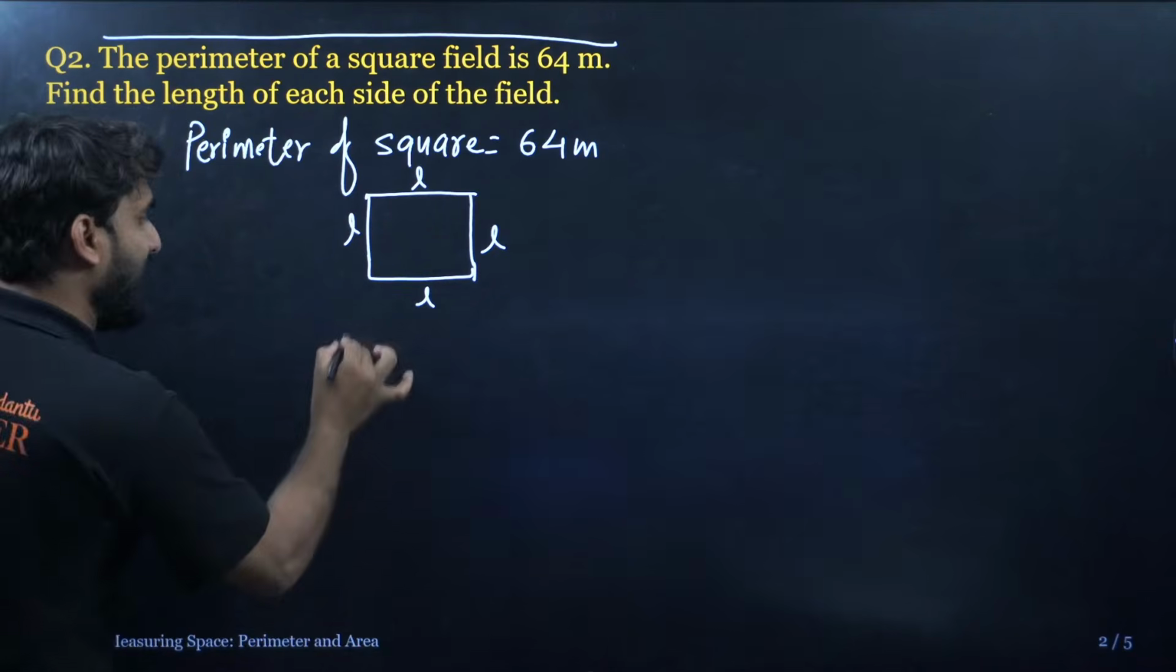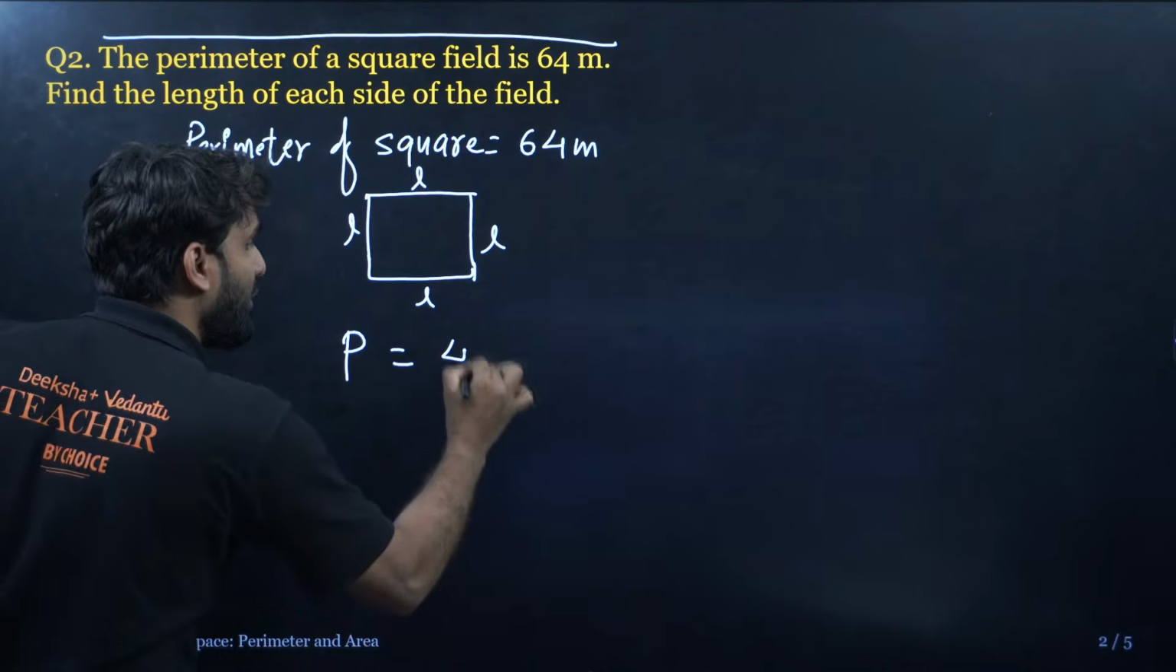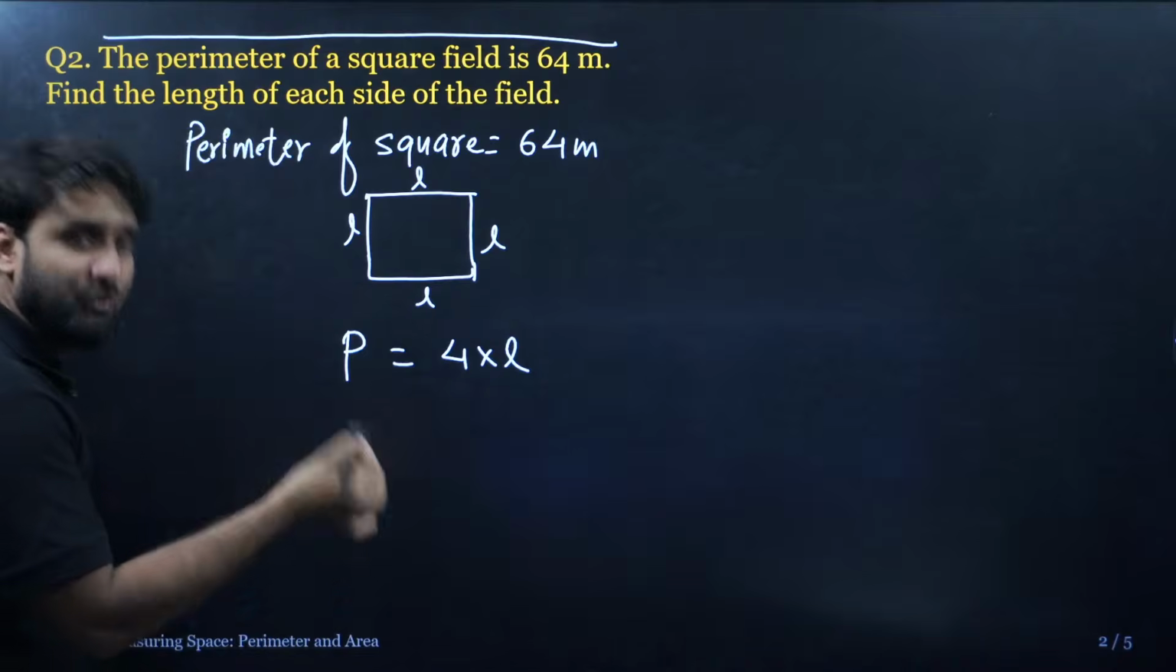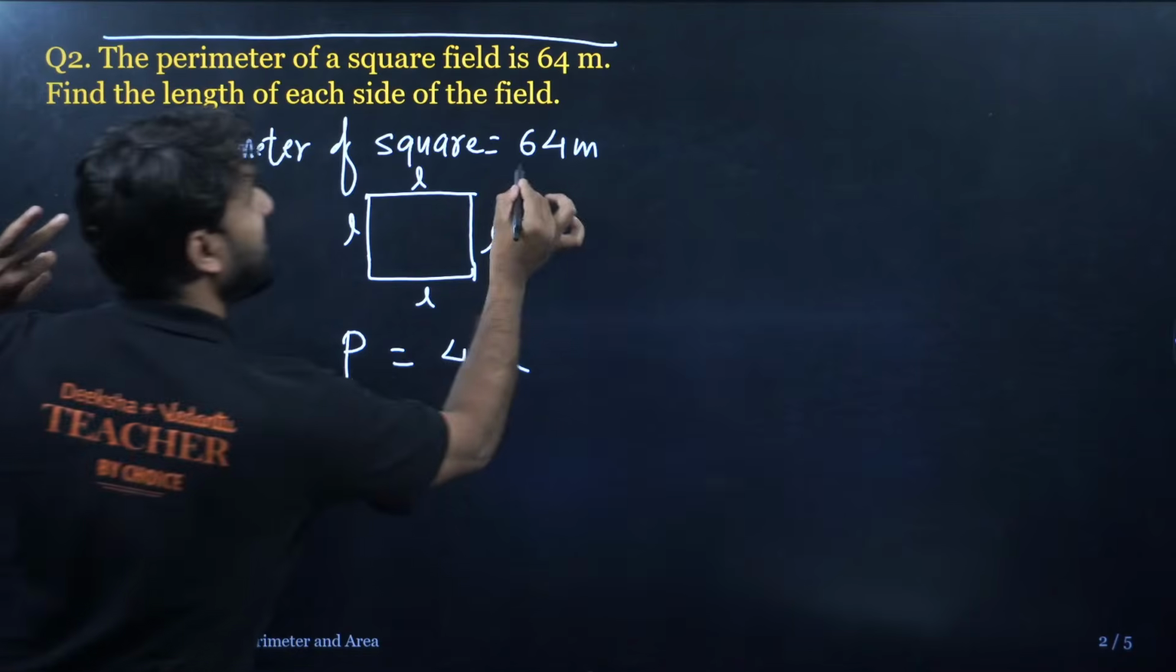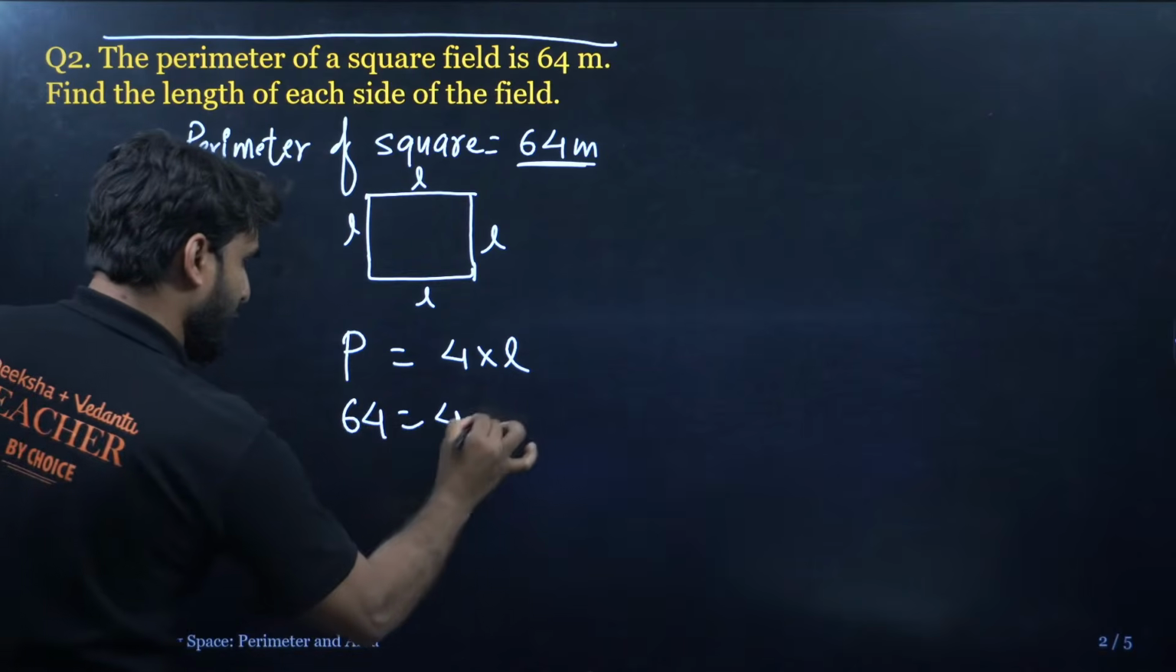So what will be the perimeter? Perimeter will be L plus L plus L plus L. So this is called 4 into L, 4 into side. Now in this question, perimeter is already given to you. Now we can put here 64 equal to 4 into L.